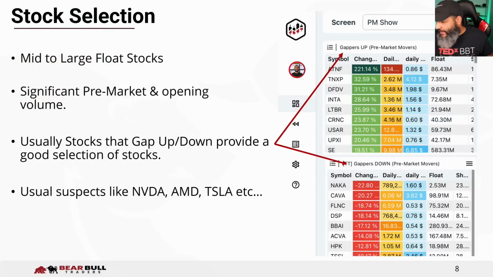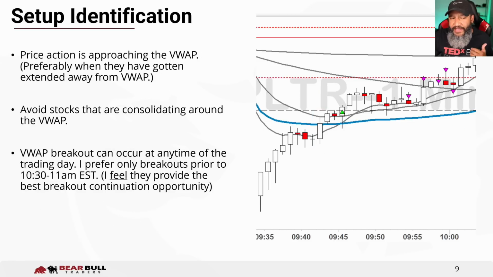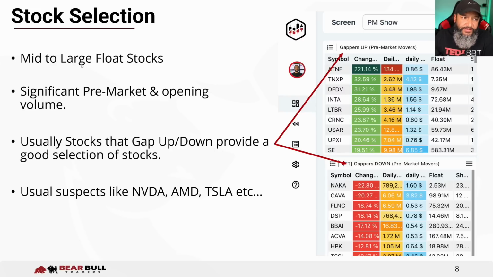Let's start with the stock selection here. There's a couple of things that I'm going to cover. The three main things that I cover on all my strategies: stock selection, setup identification, and then trade execution. These three things have to be there. So let's start with stock selection.